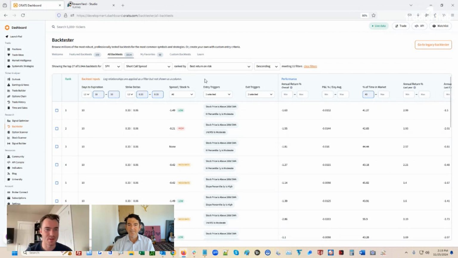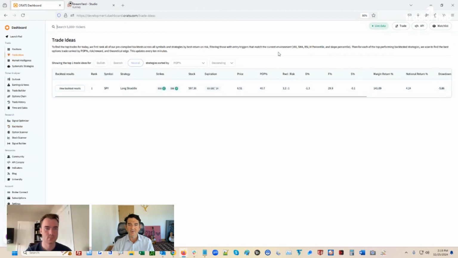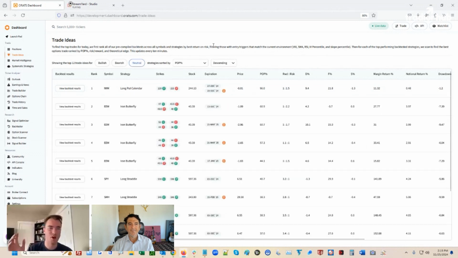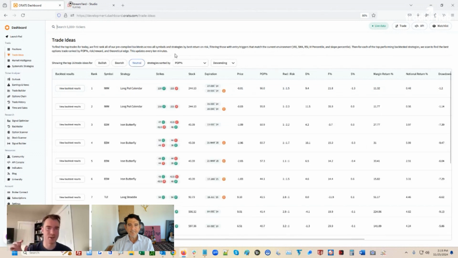So that's why, if you're doing this workflow from backtest to option scanner, you need to make sure that the entry triggers are being met today. Exactly. And then, however, when you're using the trade ideas, or when you hop directly into the backtester, those will be set to come up. So the trade ideas already do this, right? The trade ideas are only showing you backtests that have those entry triggers that meet the current environment.